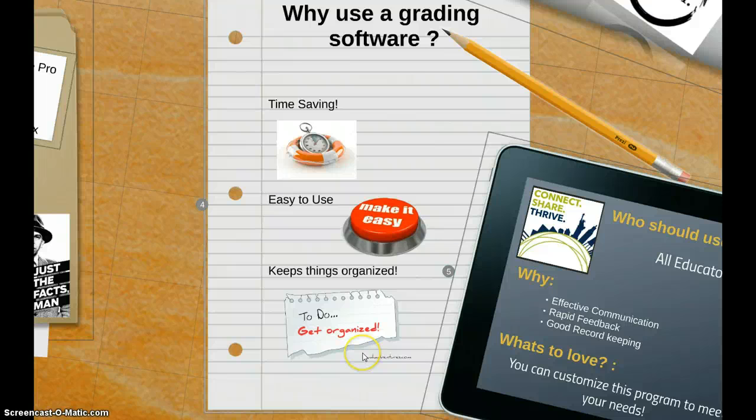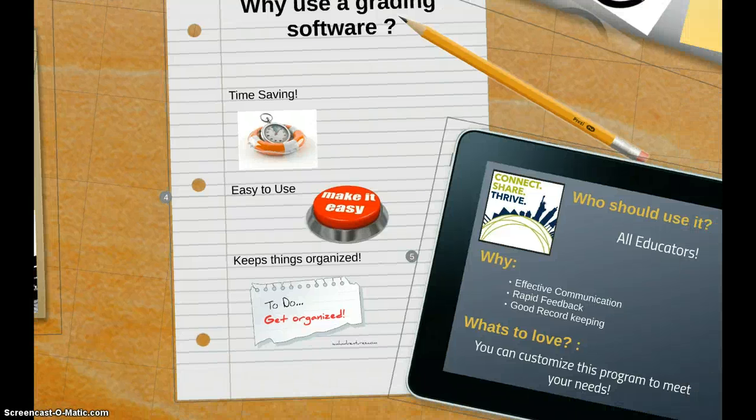The other thing is it keeps it organized because all the information is right there. So you can do attendance records, you can keep track of seating charts, behavior issues, personal information such as a student's email. So it's great to keep everything in one spot.